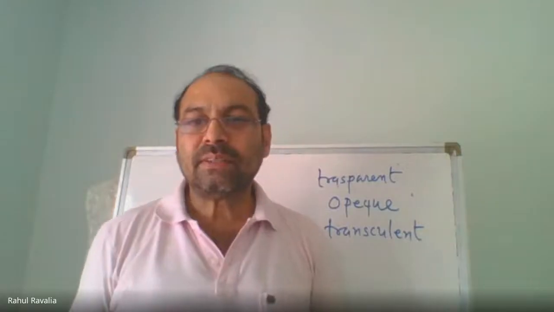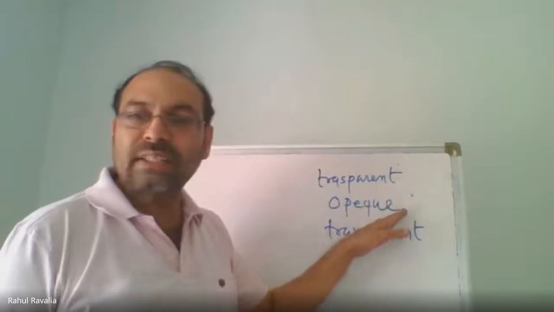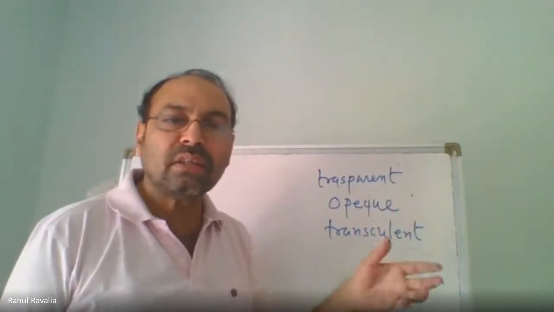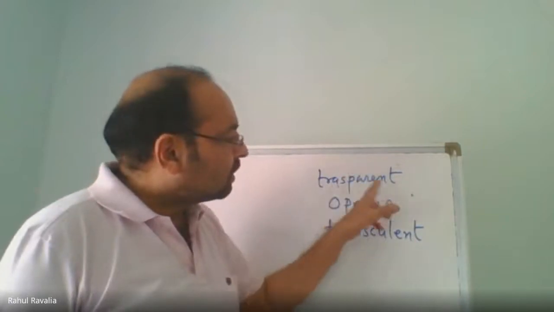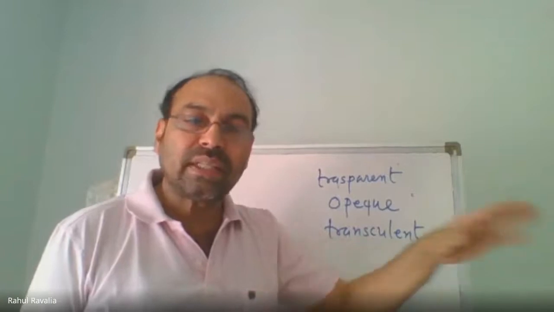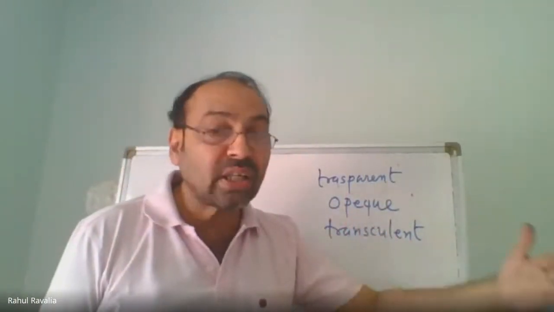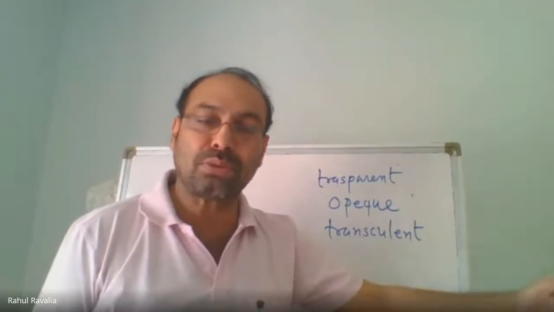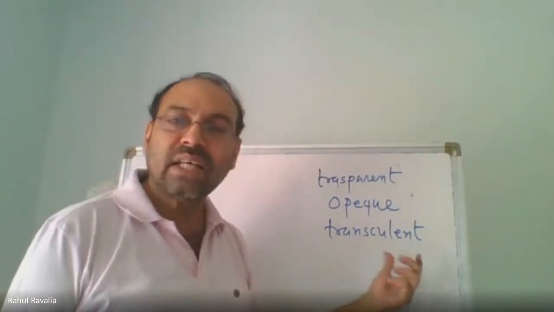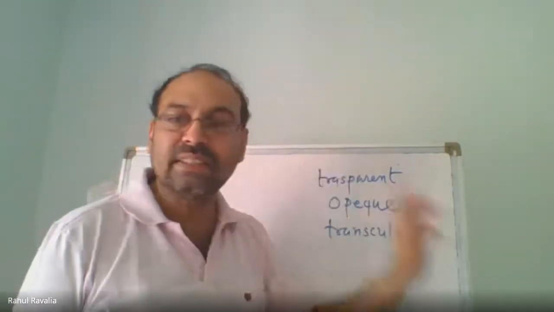Okay. So these two are very common. That is pardarsak and that is apardarsak. Now how will we define the word pardarsak? The thing that allows the light to pass through. That is transparent. Opaque means the thing that does not allow the light to pass through. That is apardarsak. Now the only one remains, that is translucent. The translucent is something between these and these.